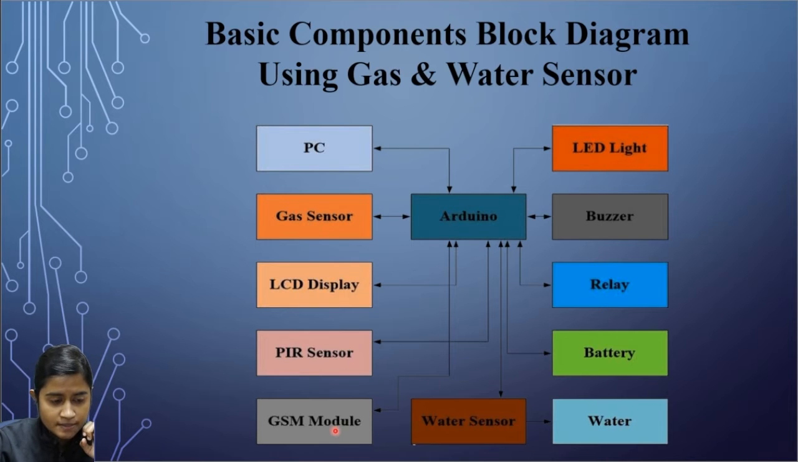The GSM module is used for SMS alert, and is connected with Arduino. LED and buzzer are used for output, connected with Arduino. A relay is used for high voltage supply and a battery is used for power supply. The water sensor is connected with Arduino. Then the water reservoir is connected with the water sensor.